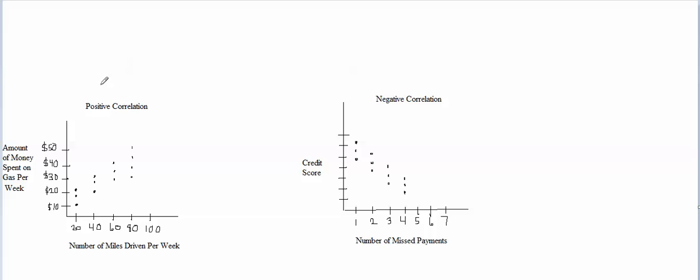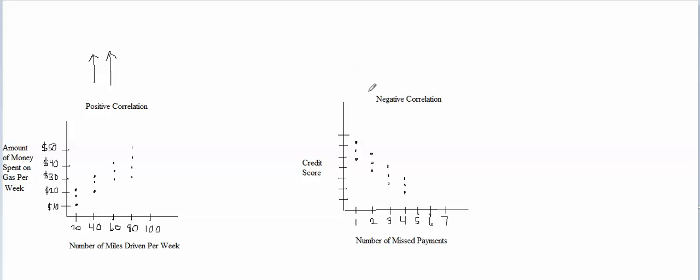Sometimes it helps to make arrows to show this concept. So for a positive correlation, think of two rising arrows, meaning as x goes up, y tends to also go up. In my example, it was as miles driven per week goes up, amount of money spent on gas tends to also go up. So they go up together.